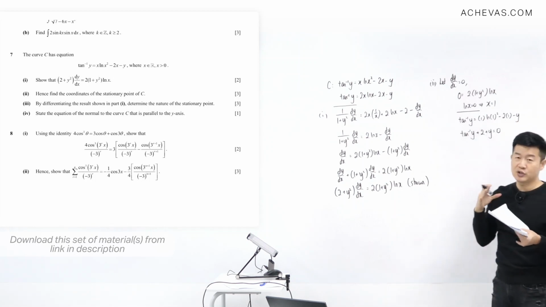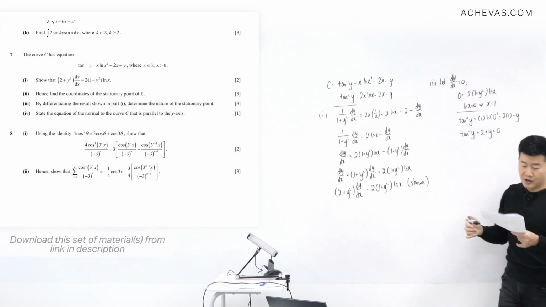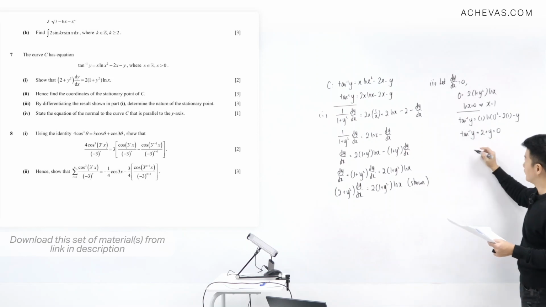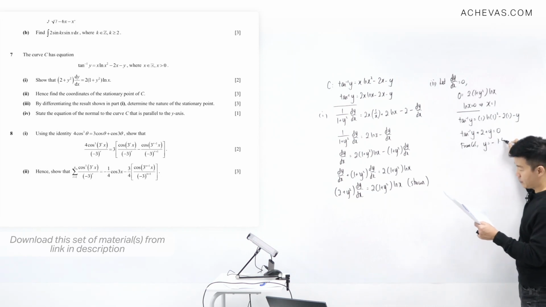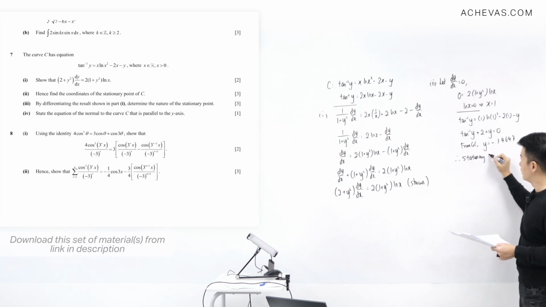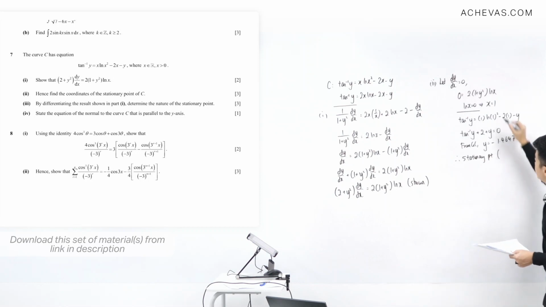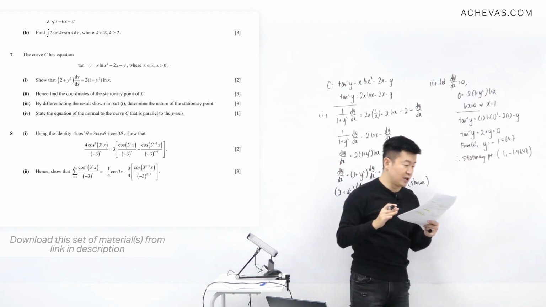To solve this, we are just going to sketch this on the graphing calculator to solve for the unknown y. Solving using my graphing calculator, I get y as negative 1.4647. So therefore, the stationary point is at the point (1, −1.4647).